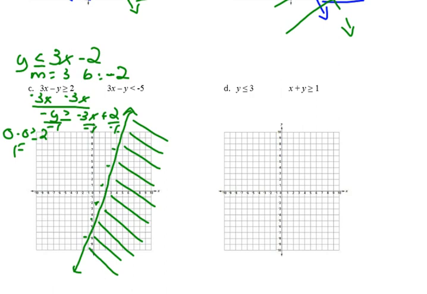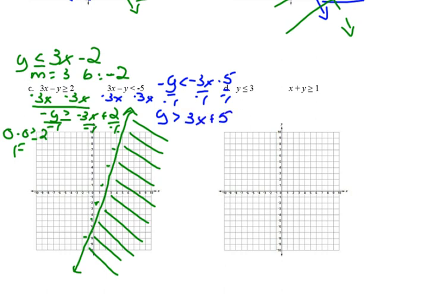So let's see. Here I have 3x minus y, so I'm going to subtract 3x again. So negative y less than negative 3x minus 5. I am going to divide by a negative. So y is greater than 3x plus 5. So I start at 5. I'm going to go up 3 over 1. Sorry, 1, 2, 3 over 1.